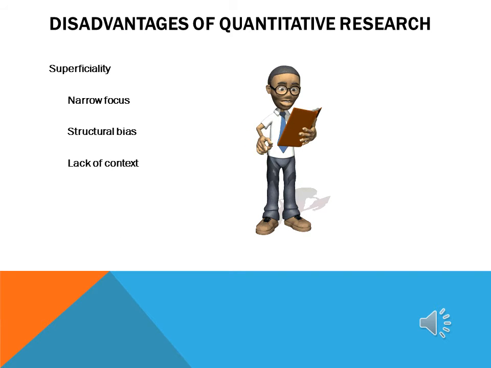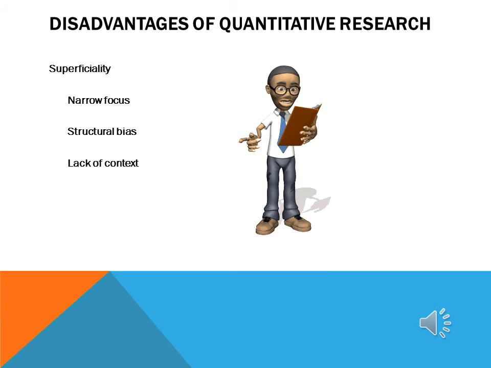The disadvantages of quantitative research. The first is superficiality. Using precise and restrictive operational definitions may inadequately represent complex concepts. For example, the concept of mood may be represented with just a number in quantitative research, but explained with elaboration in qualitative research. Narrow focus. Predetermined variables and measurement procedures can mean that you ignore other relevant observations.